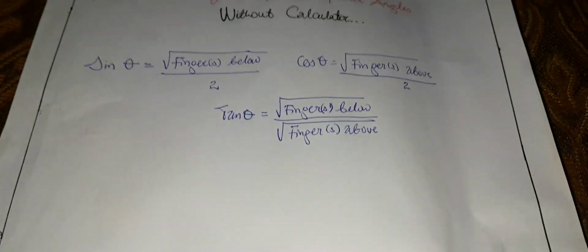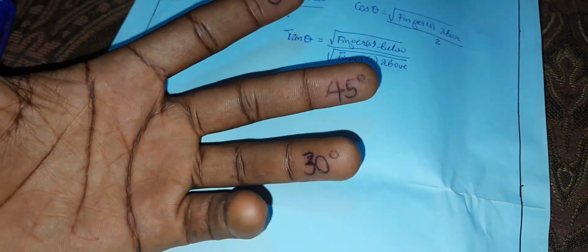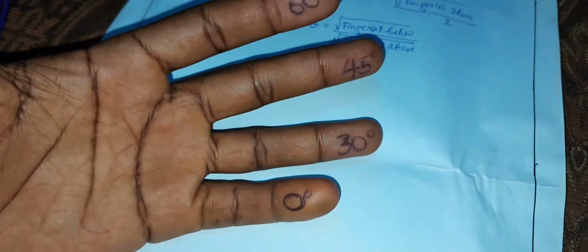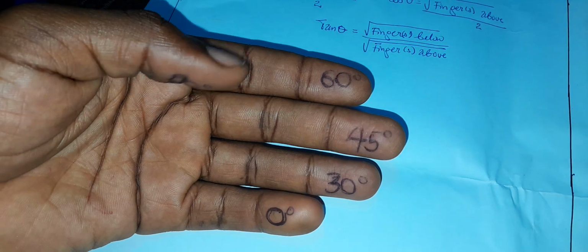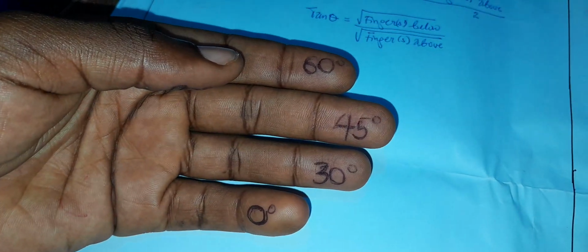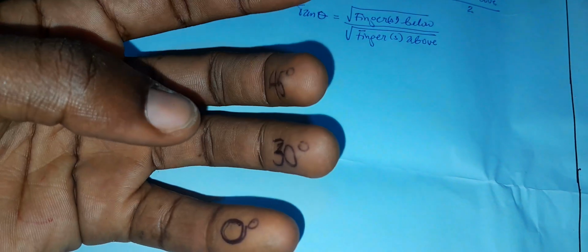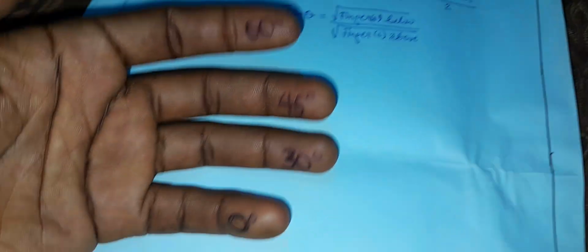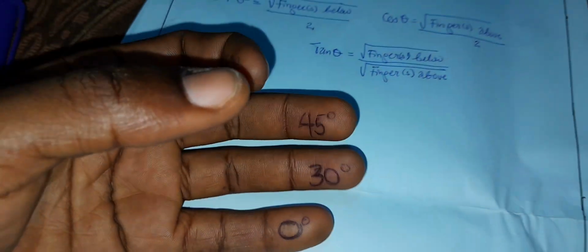Now let's talk about the tan, the tangent. We'll talk about tan 0. We're going to count the number of fingers below 0. There is nothing below 0. So that's square root of 0 over the fingers above: 1, 2, 3, 4. 4 fingers above 0. So that's square root of 0 over square root of 4, which is 0 over 2, which is 0. So tan 0 is 0.